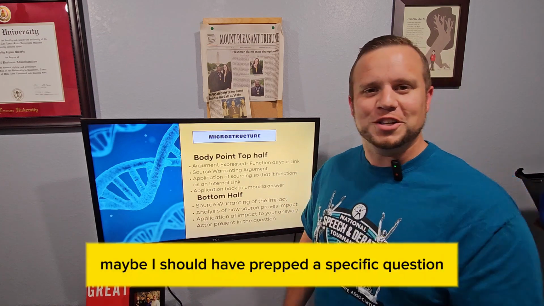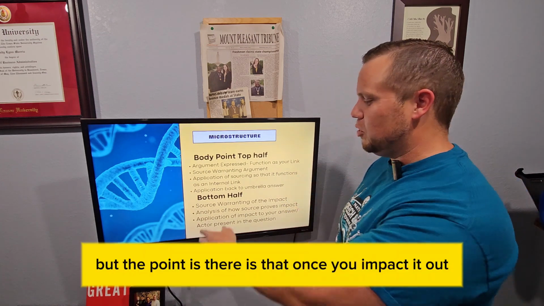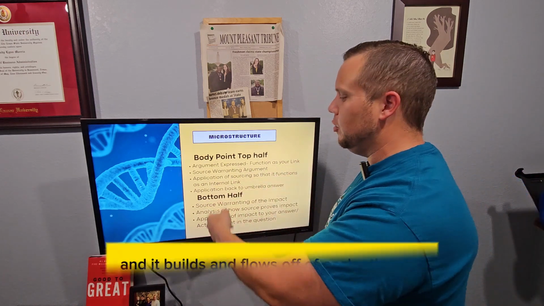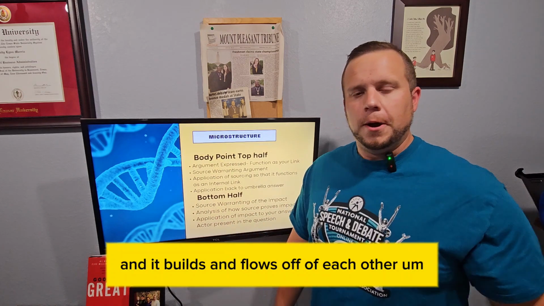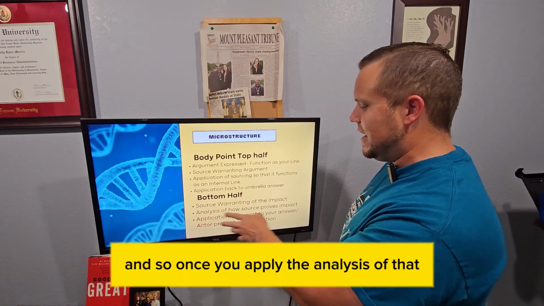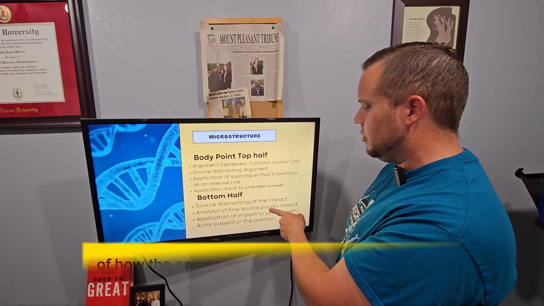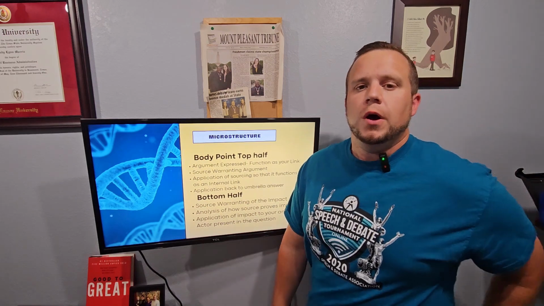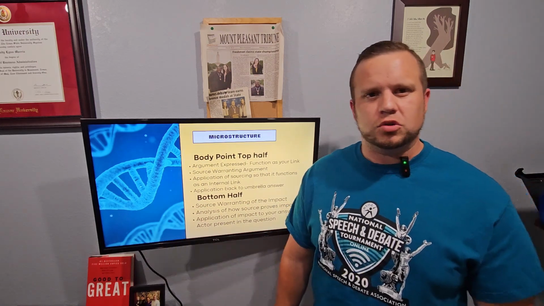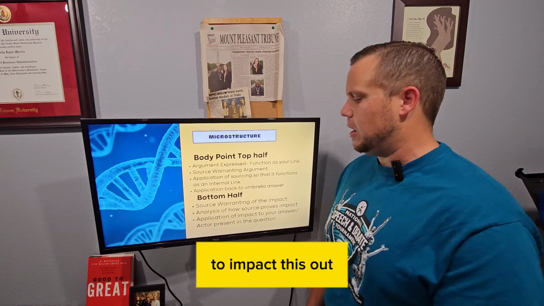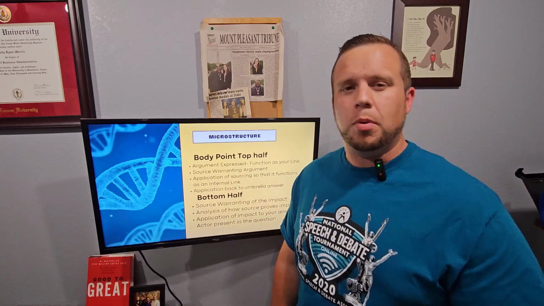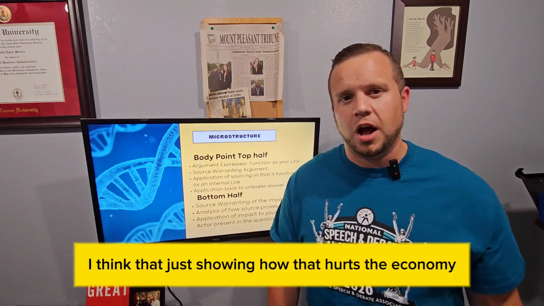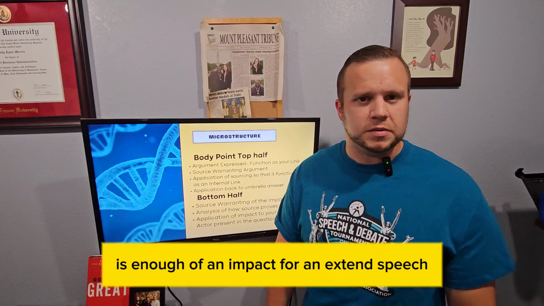Maybe I should have prepped a specific question, but the point is that once you impact it out, the analysis comes naturally and it builds and flows off of each other. And so once you apply the analysis of how the source proves the impact is happening, proves that it's true, gives you some weight to it, whatever makes sense. There's not necessarily one way to impact this out. And you don't always have to go into policy style impacts, that this many people will die. I think that just showing how that hurts the economy is enough of an impact for an extemp speech.